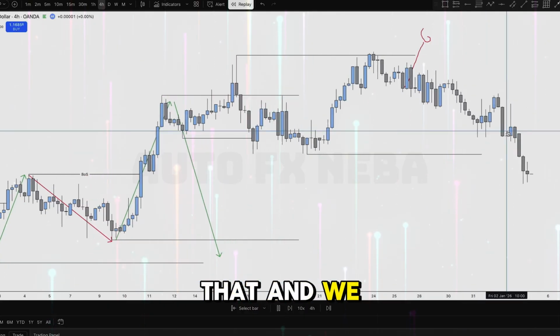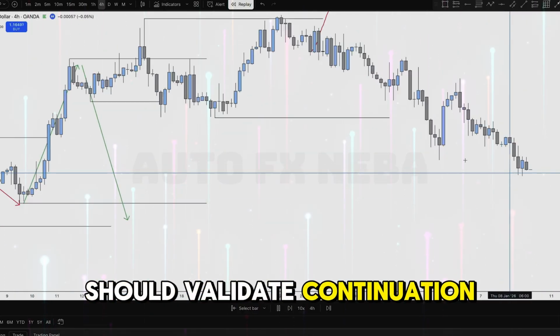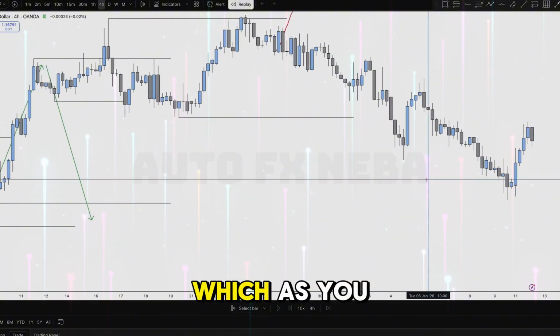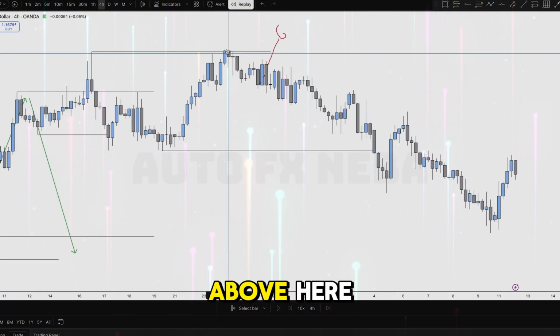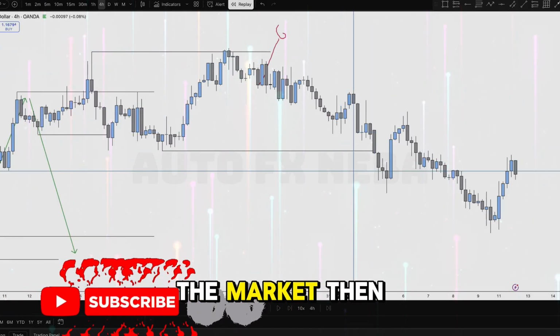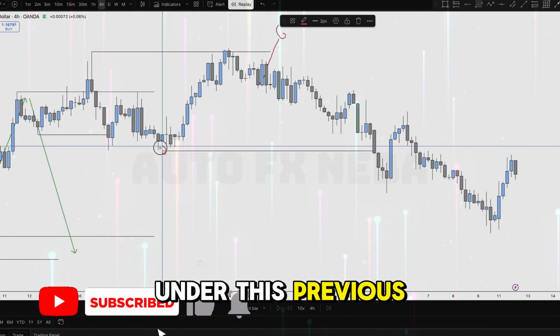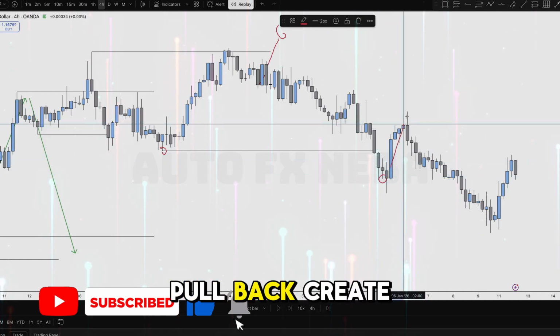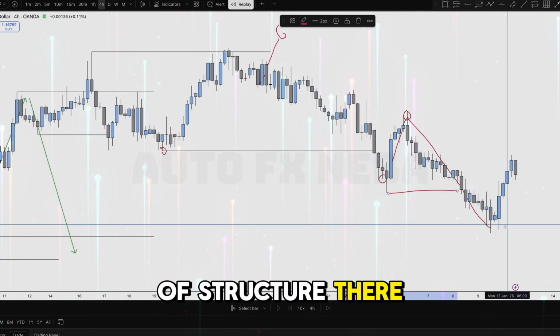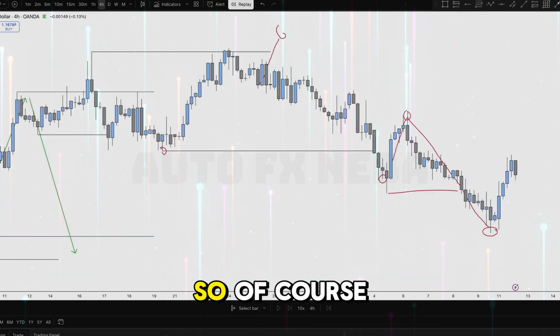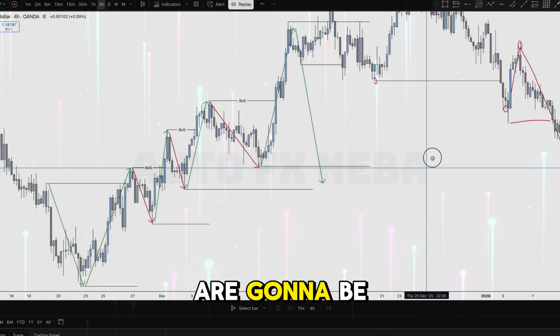If we don't do that and we instead come down, well, then that should validate continuation of new downward moves, which, as you can see, is actually what took place here. We didn't really close with strength above here. We just have these wick rejections. The market then came down, pushed under this previous low, creating a lower low. We then pull back, create a lower high, and then we pull down, break of structure there, pulling us into a new lower low.